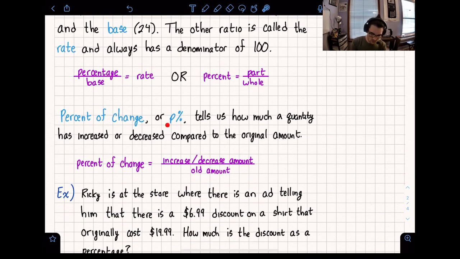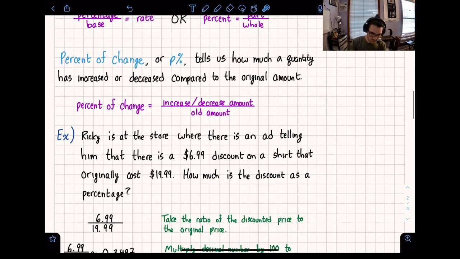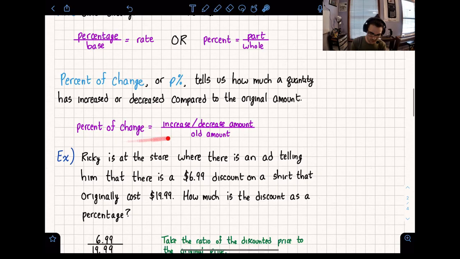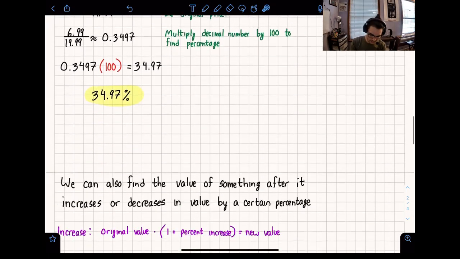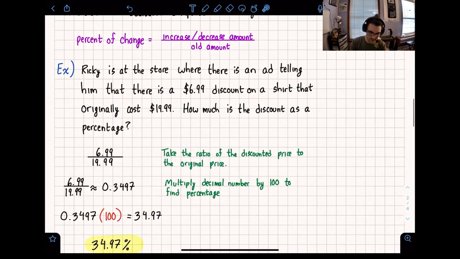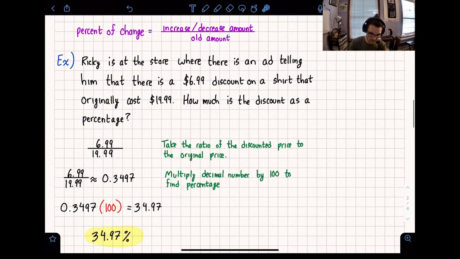Percent of change, or p%, tells us how much a quantity has increased or decreased compared to the original amount. So we could take a look at that over here with this equation. The percent of change is equal to the increase or decrease of amounts divided by the old amount. And I have an example here, building on what we're talking about with the percent of change.